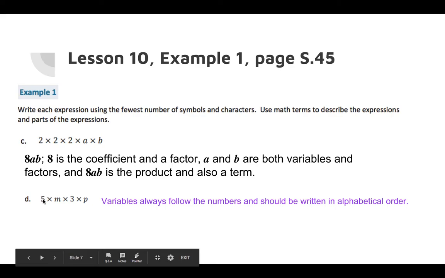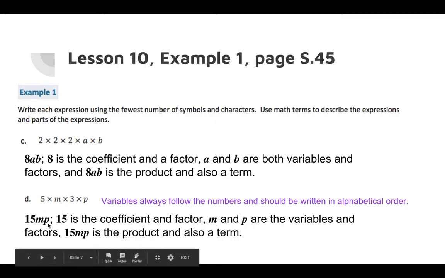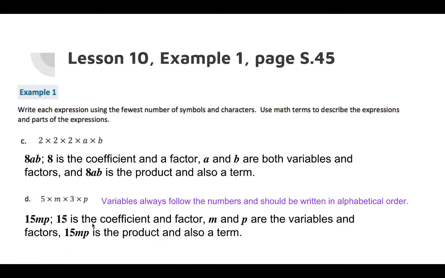Okay, we have here 5 times m times 3 times p. This will be 5 times 3, 15 mp. You always want to write your variables in alphabetical order. They also always come after your coefficient. So it'll always be the number first and then your variables, or the letters. So 15 is a coefficient and factor. M and P are variables and factors. 15 MP is a product and also a term.